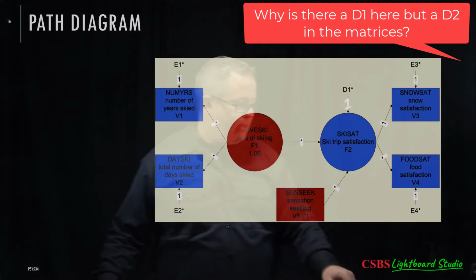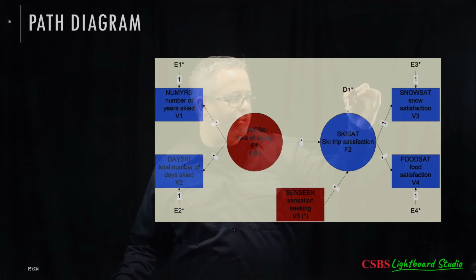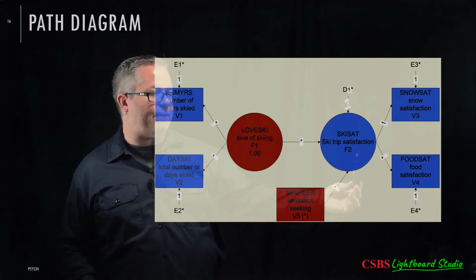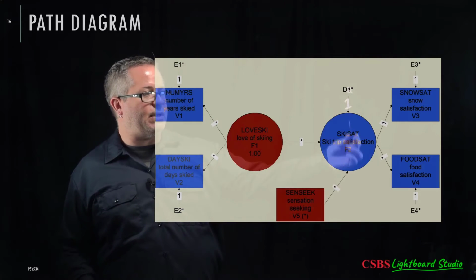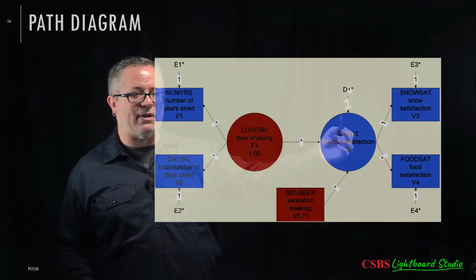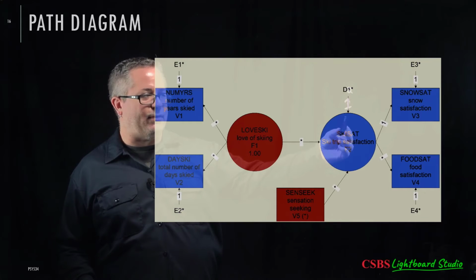Oh, I'm sorry. That's my fault for this. This should be labeled, this really should be D2. Because in EQS, what they typically do is if this is F2, then the corresponding D is D2. It's technically the first D. I think that's why I labeled it D1. That makes sense? There's only one D.